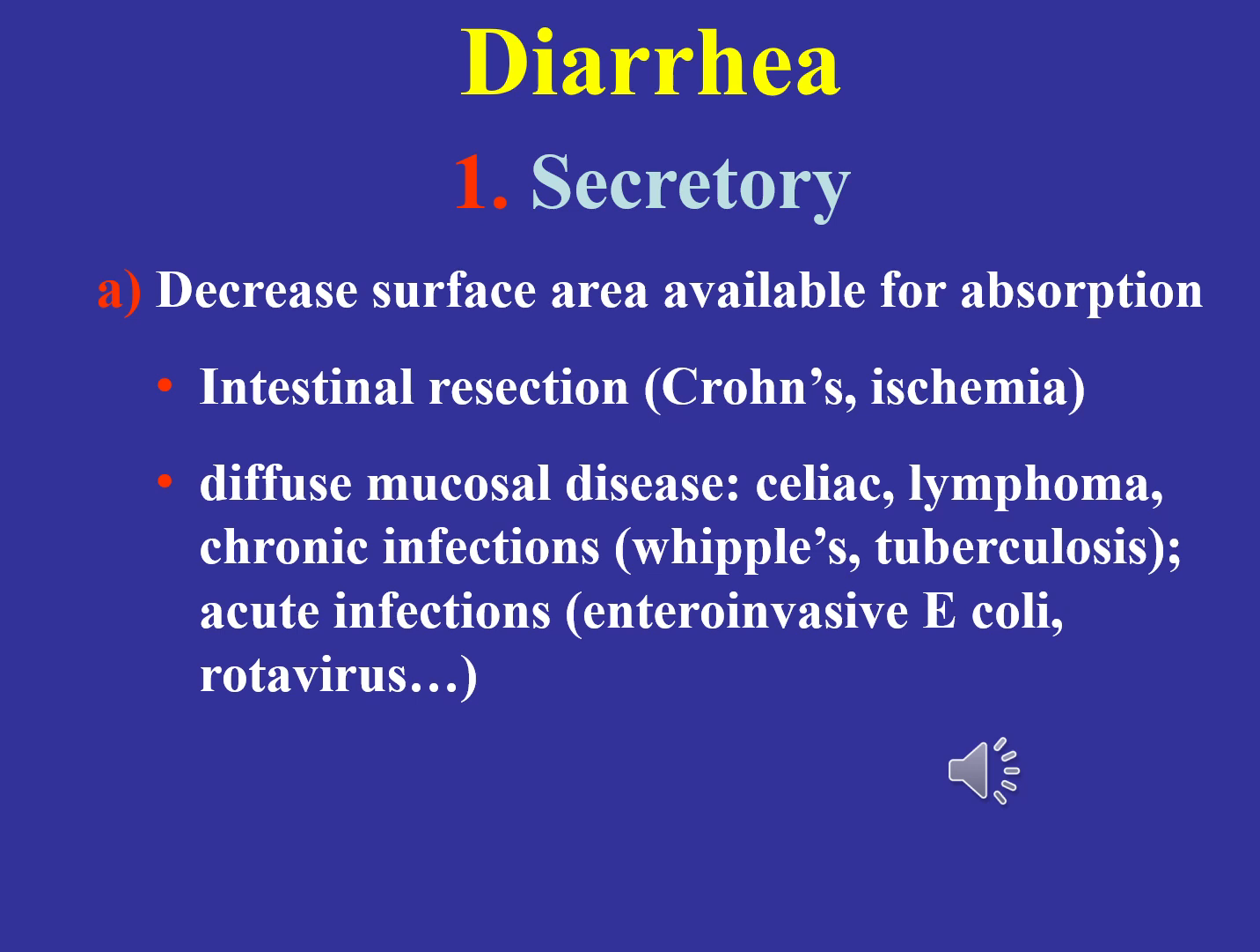Even in acute infections, we get secretory diarrhea, for example, with enteroinvasive E. coli or rotavirus, leading to destruction of enterocytes and again decreased surface area available for absorption.